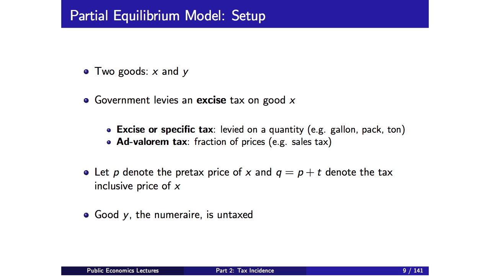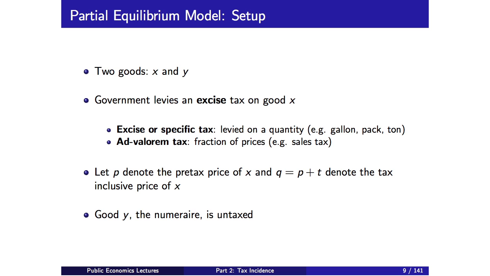But if it's a percentage tax, a percentage of the price of the good, we call that an ad valorem tax, and the most familiar one is the sales tax, like 5% of the price you pay, right? So we're going to focus on the excise tax because the math is slightly simpler, because you're adding something instead of having a product, but it's basically the same logic. So let's let P denote the pre-tax price of X, and Q equals P plus T, where T is this excise tax, denote the tax inclusive price of the good.